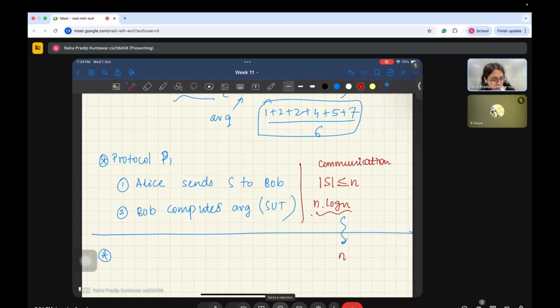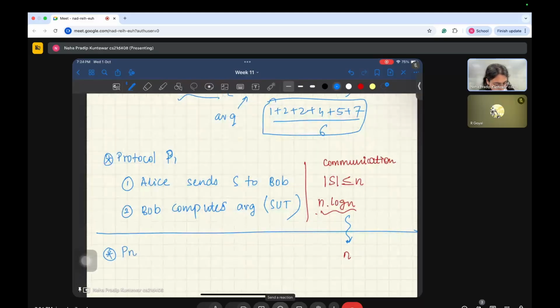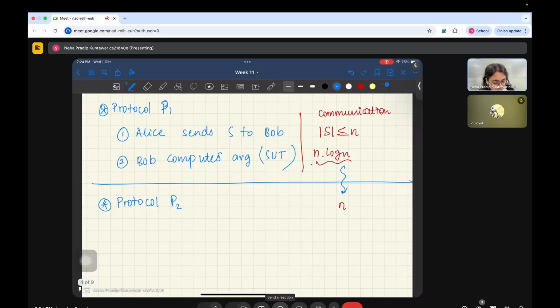So how does it work? So P2, what does it do? Alice has the set S, which is a subset of 1 to n. And now I can represent this information using an n bit vector.